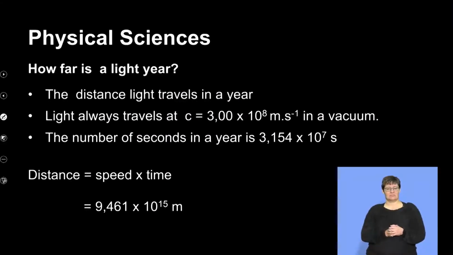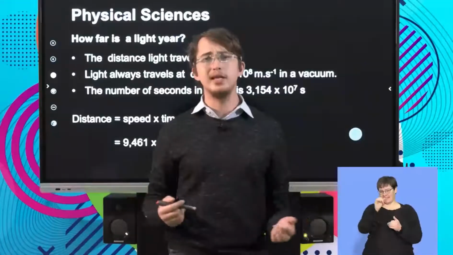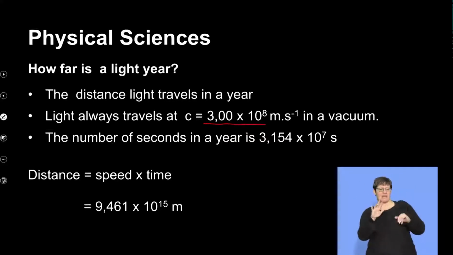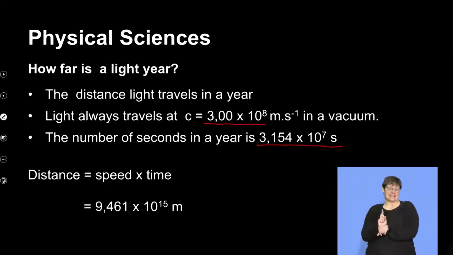This term, a light year, how far is that distance? Can we do that calculation as well? Absolutely we can. Let's have a look. So we already know that light travels at 3 times 10 to the power of 8 meters per second in a vacuum. And with a quick bit of math, I was able to determine that there are 3.154 times 10 to the 7 seconds in a single year.